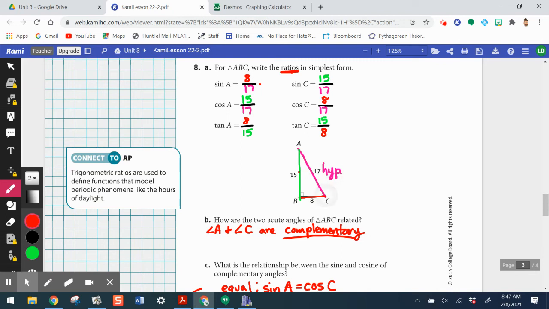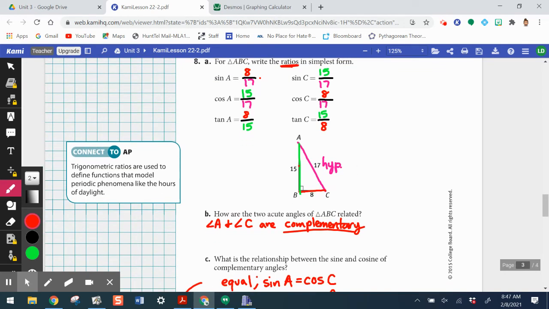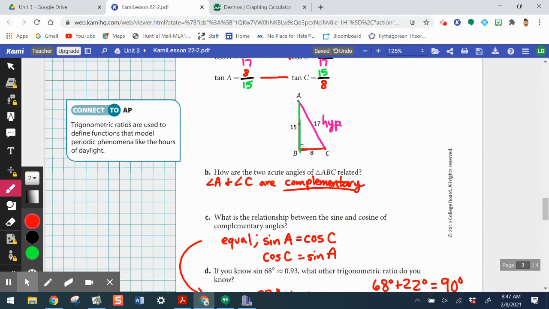And the cosine of C is the adjacent leg, which would now be BC, which is 8 units over 17. And last, the tangent of C, the opposite over the adjacent. So opposite of angle C is 15, adjacent is 8. And they wanted you to draw a pretty heavy conclusion here because we should notice some correlation between these different ratios. But before we go too far, let's look at B.